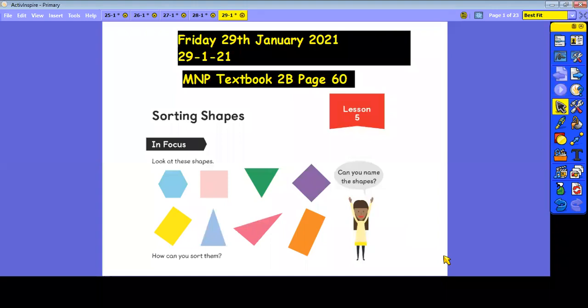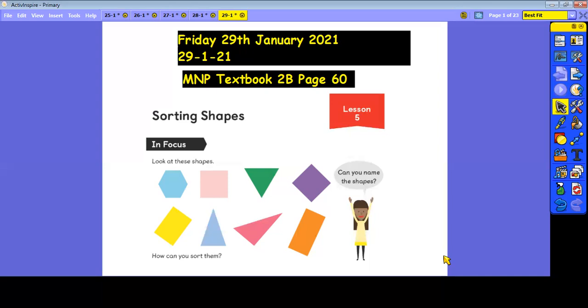It's Friday, the 29th of January 2021, and today is our 5th lesson on 2D shapes. And we've got another week next week of looking at 2D shapes, but I think today's lesson is a lovely lesson, all about sorting shapes. So could you find your Maths No Problem textbook 2B, page 60 for lesson 5. And today you're going to get to apply your learning and understanding of the properties of 2D shapes to sort them into different groups. And I think you're going to be really successful at this today.